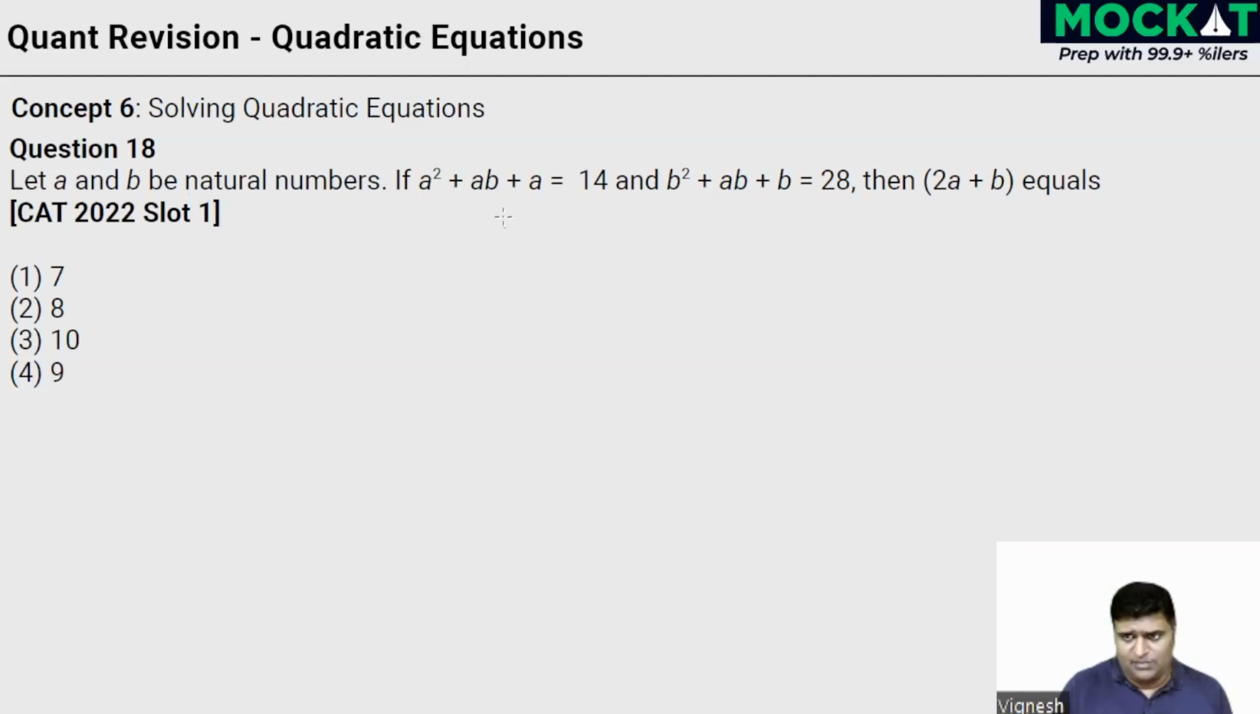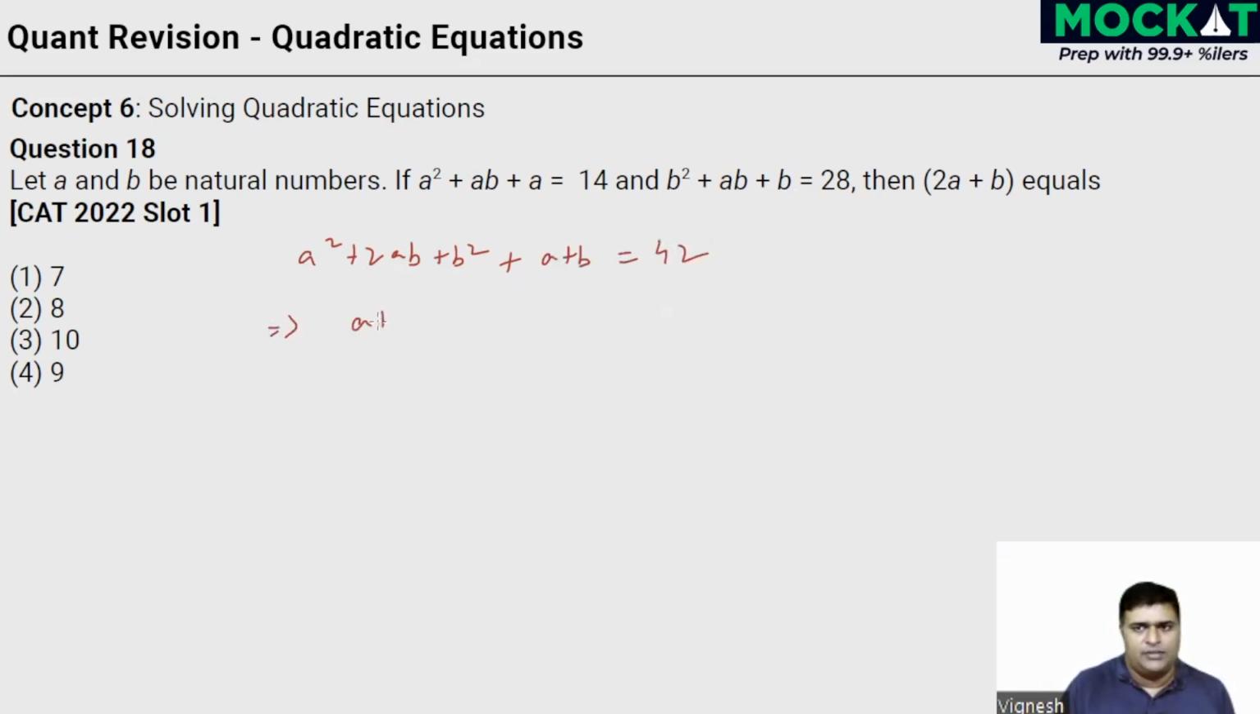Question 18, let a and b be natural numbers. If a square plus ab plus a equals 14, b square plus ab plus b equals 28, then 2a plus b equals what? Looks very similar to the previous question. The difference being that, let's see, let's add the two of them, and what are we getting? a square plus ab plus a plus ab plus b plus b square. That's a square plus 2ab plus b square plus a plus b equals 14 plus 28, 42, right?